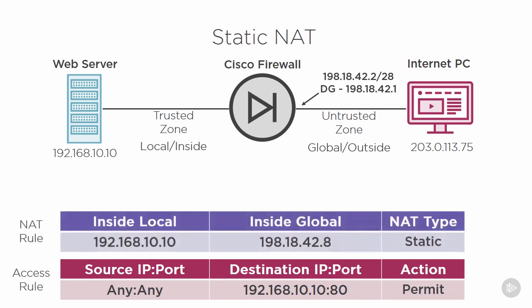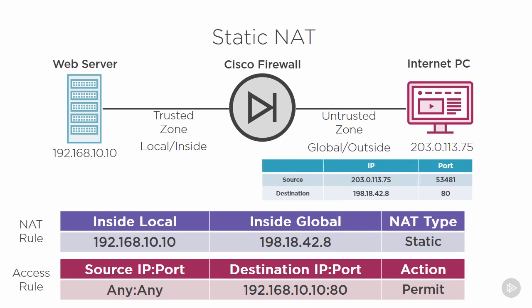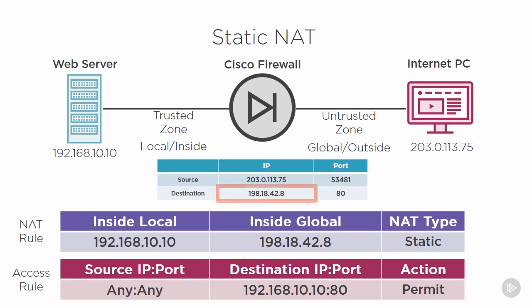So what I can do here is create a static NAT rule that says my global address is 198.18.42.8, going to my local address of 192.168.10.10. So I have my message. Our Star Wars fanboy wants to get to our website, so he puts in the destination IP address of 198.18.42.8. That gets forwarded to the firewall. We see that there is a rule to translate the 198.18.42.8 into 192.168.10.10. Once we do our NAT translation, then we can check our access rule.